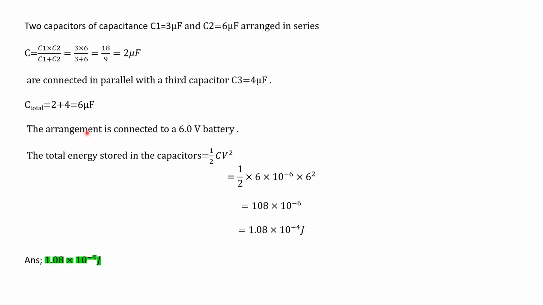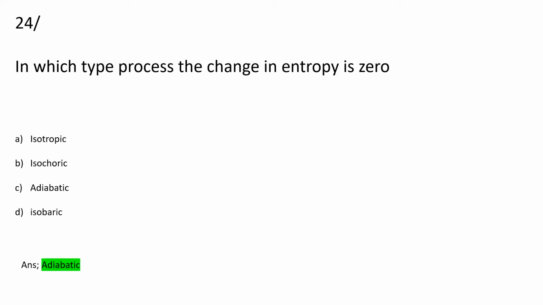And again the arrangement is connected to a 6.0 volt battery, and we know that the total energy stored in the capacitors is equal to half C V square. So by putting all these values we can find that the energy will come out to be 1.08 into 10 to the power minus 4 joule. So the final answer is 1.08 into 10 to the power minus 4 joule.